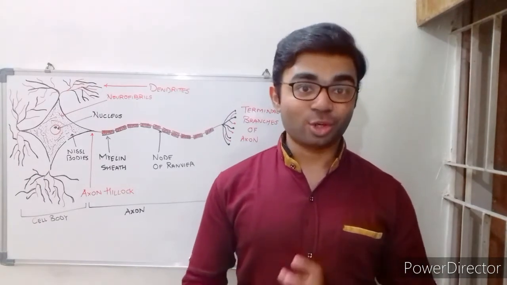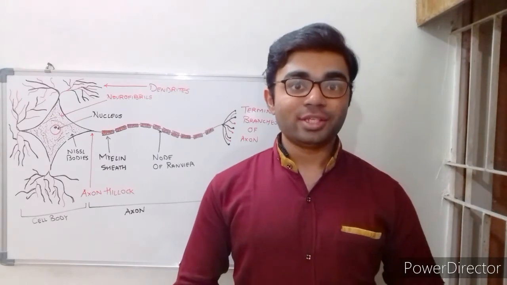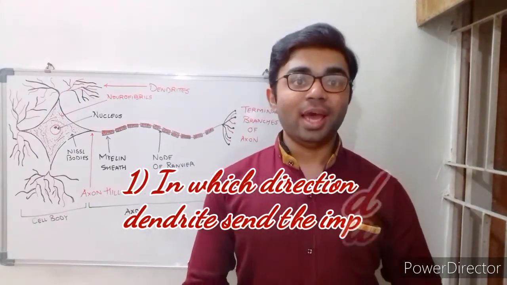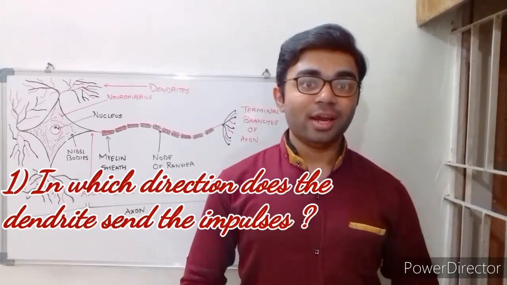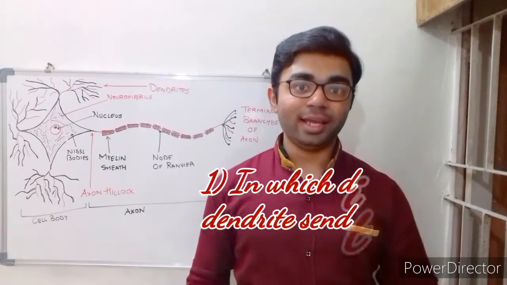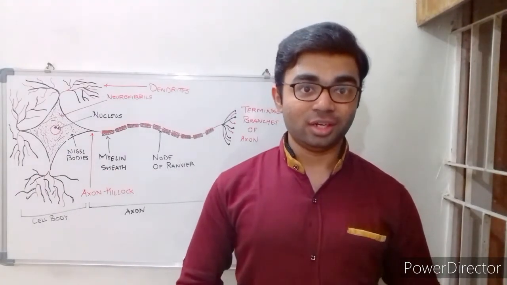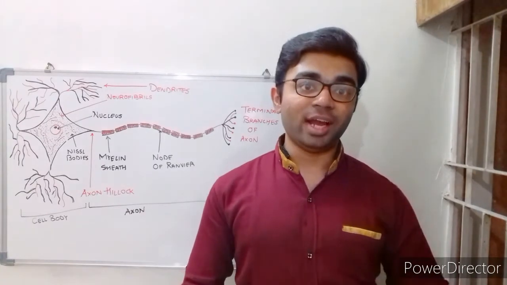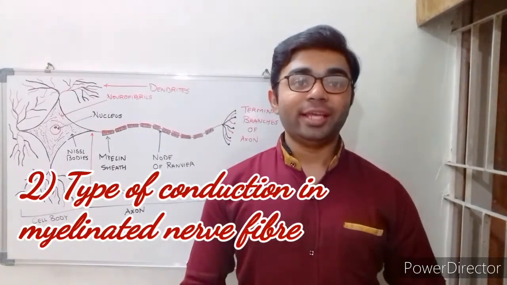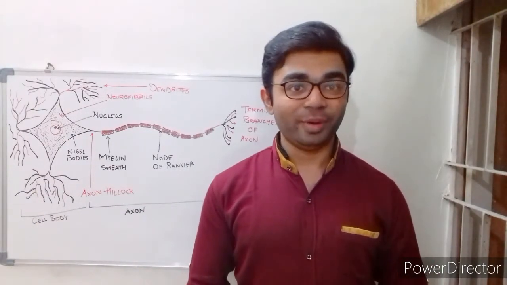As I ask 2 or 3 questions at the end of each video, so here are the 2 questions for you. First is, in which direction does the dendrite send the impulses? And the next question is, which type of conduction is there in the myelinated nerve fibers? So here are the 2 questions for you. Let me know the answers in the comment section.